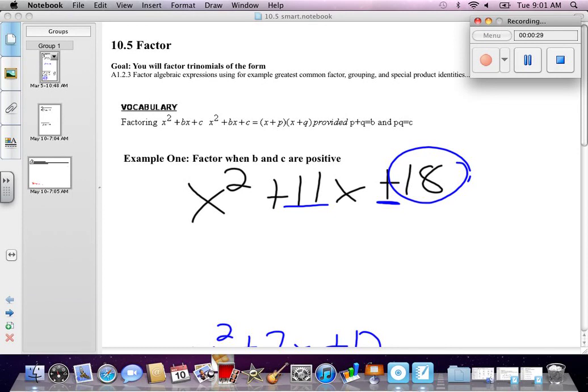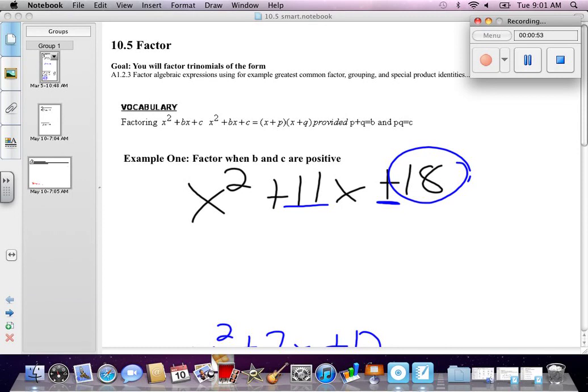Okay? So this little vocabulary kind of explains it. x squared plus bx plus c, where when you factor it, you get x plus p times x plus q, where p plus q equals b, and p times q equals c. Now, I know it sounds kind of confusing when I say it in letters, but we're going to talk about it now with a specific example.